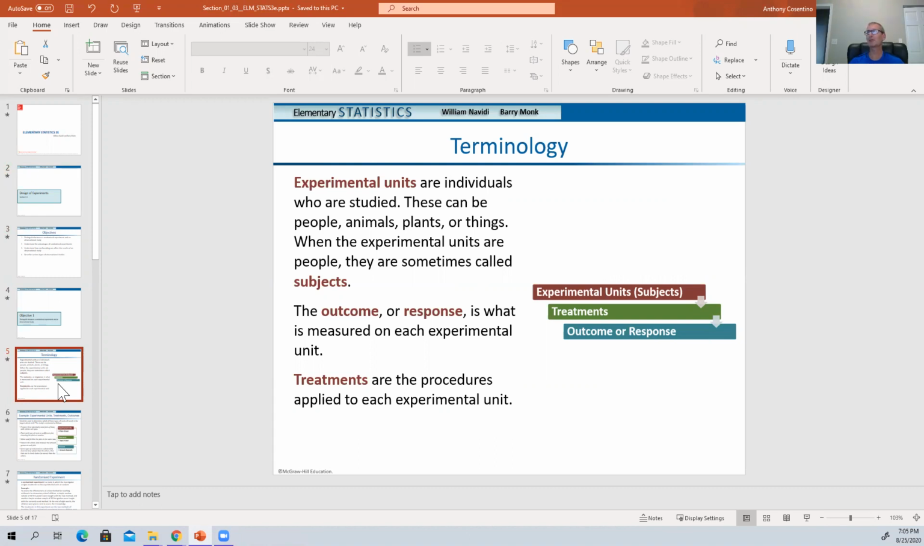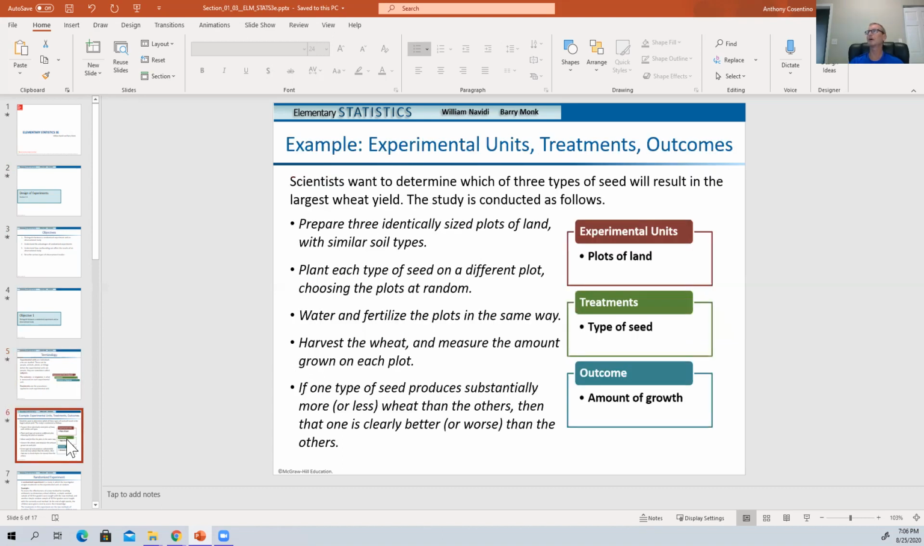And then the outcome or responses is what is measured on the experimental unit. And then treatments are the procedures that are applied to the experimental unit. So here's the example of what the book was doing. For example, here the experimental units are the plot of land, and the treatments are these types of seeds that they're putting in the land. And the outcome would be the amount of growth that they get, depending on these aspects of the experiment.